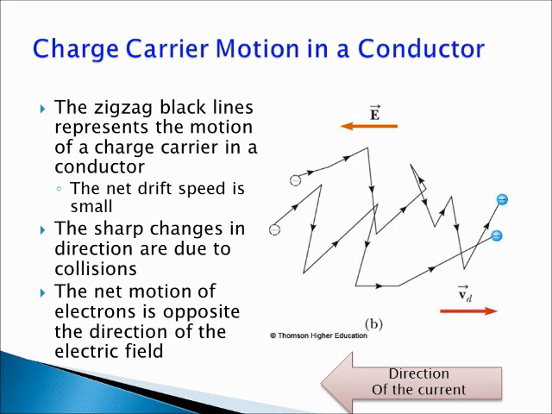However, a very important convention is to assume that the direction of the current is equal to the direction of the positively charged carriers. So therefore, in metals, the direction of the current by convention is assumed to be against the direction of the motion of negative charge carriers.